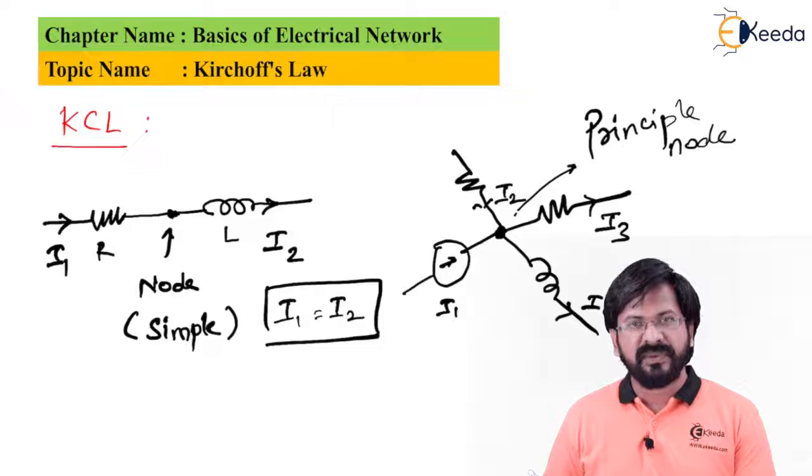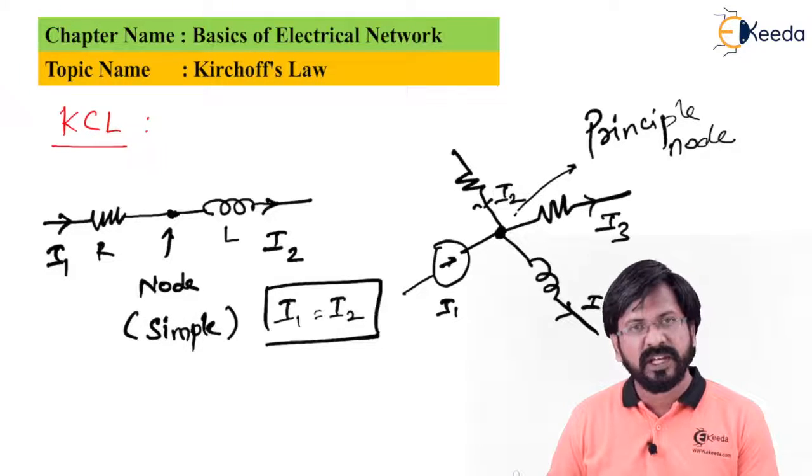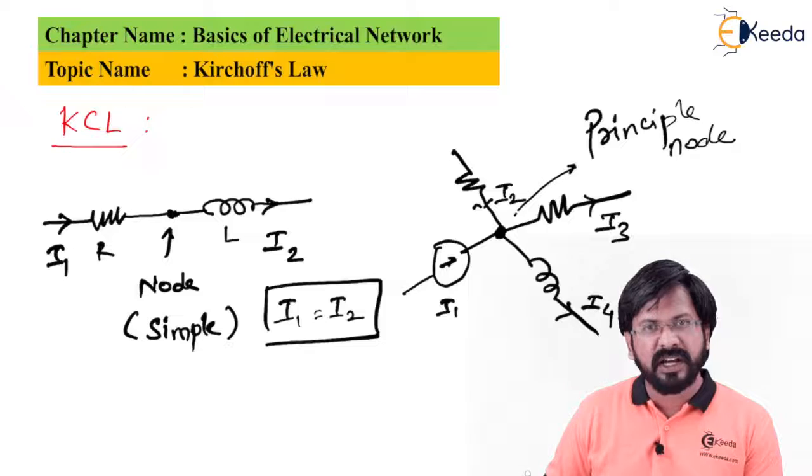What KCL really defines is that at a particular node, the addition of all currents equals 0. Now to do this addition, we should have current conventions. According to the current conventions, I can assume incoming current as negative and outgoing current as positive.